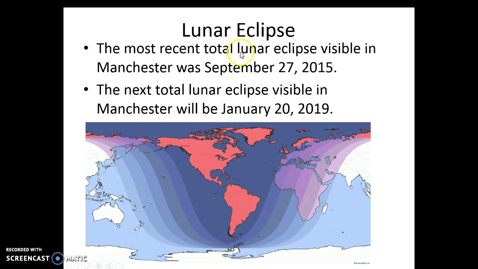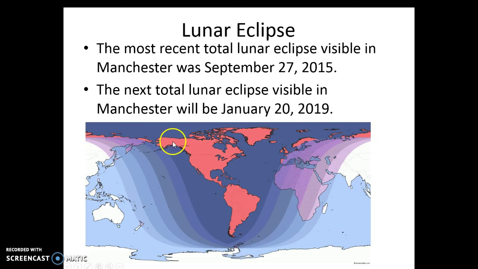This is a map of the area of the world that can see the next lunar eclipse that we will be able to see. We had one back on September 27th, but our next one will not be until January 20th, 2019. So hopefully your teachers in high school will let you know to keep your eye out for it, although it's going to be mighty, mighty cold in January.